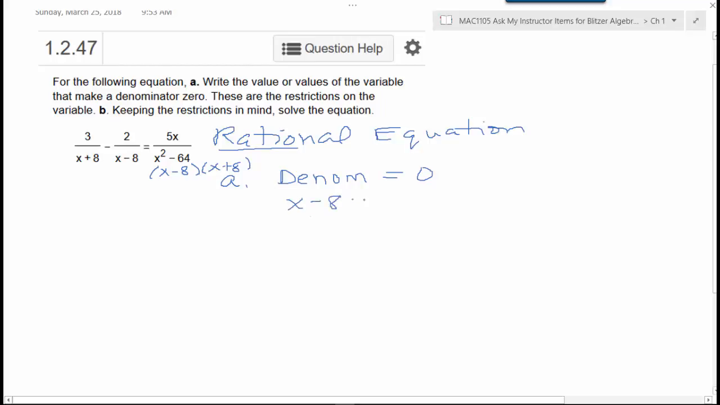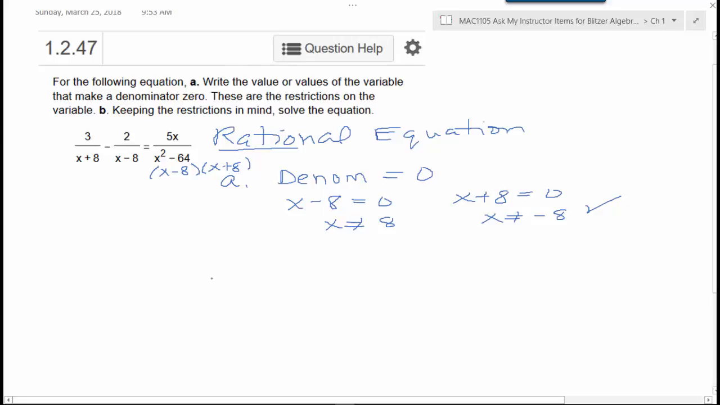We can't have x minus 8 equals 0, and we can't have x plus 8 equals 0. So that means x is not allowed to be 8, and x is not allowed to be negative 8. So that's part A right there, the restrictions on the variable.